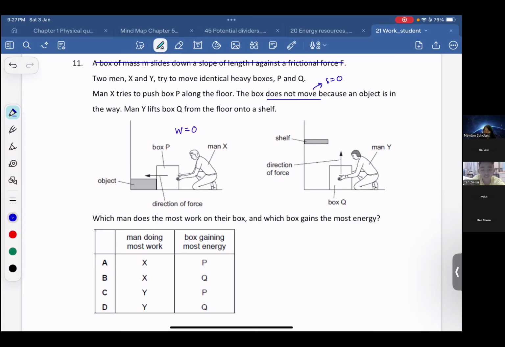Okay, this one, work W equals Fs. You apply the force and then you move it up. So this is the distance S. So this one should be man Y. The box gains most energy. This one no work done, so the box also has no energy. So this one should be Q. So the answer should be donkey.